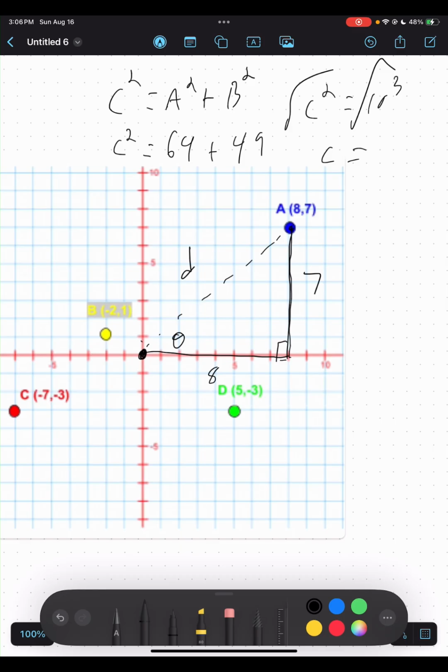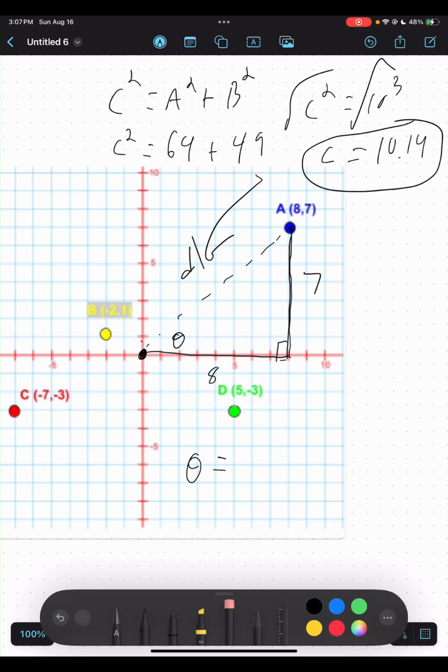10.14. So that's our distance. Now for the angle, we can do this using an inverse trig function like we did during the trig section earlier. So we could say that theta equals, pick your favorite trig function. Let me just use tangent.